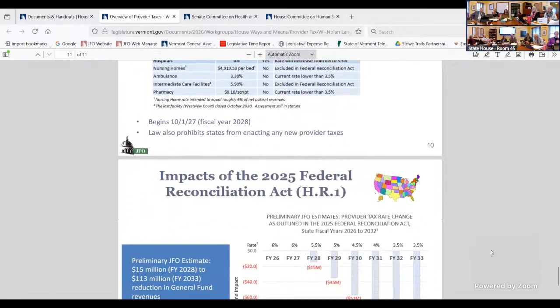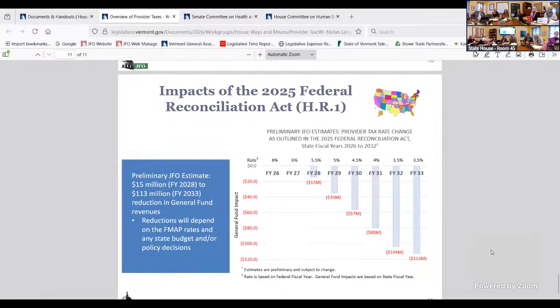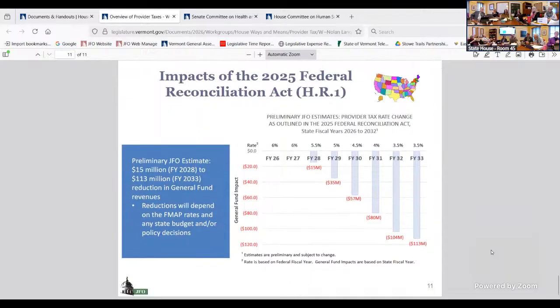So this is the impact. This is the Nolan JFO moving target. It's interesting because AHS has a similar chart. Their numbers are slightly different, but I like to say they're not really that different. They're similar, and it's a moving target, and we won't know until we know. But in essence, this is state fiscal year.